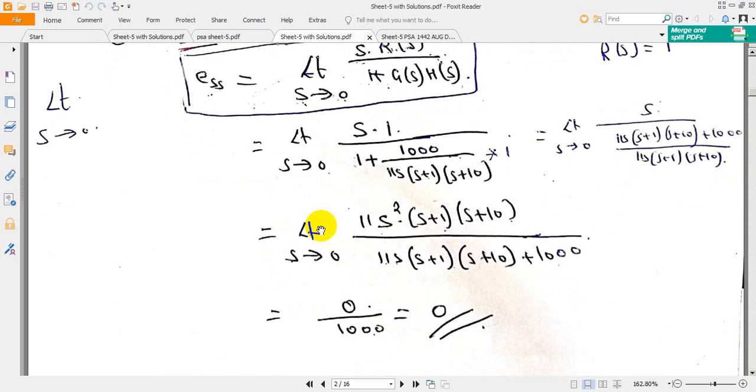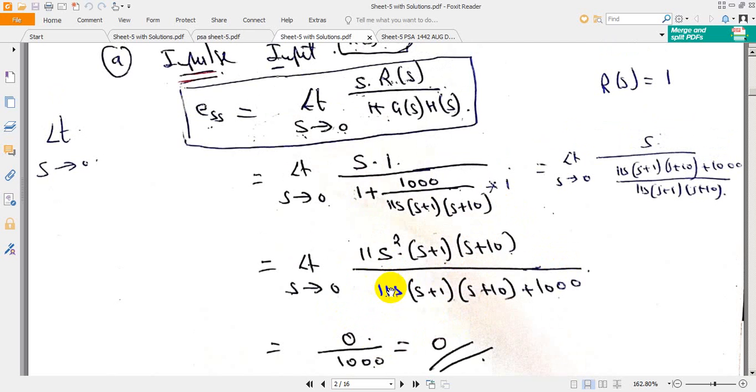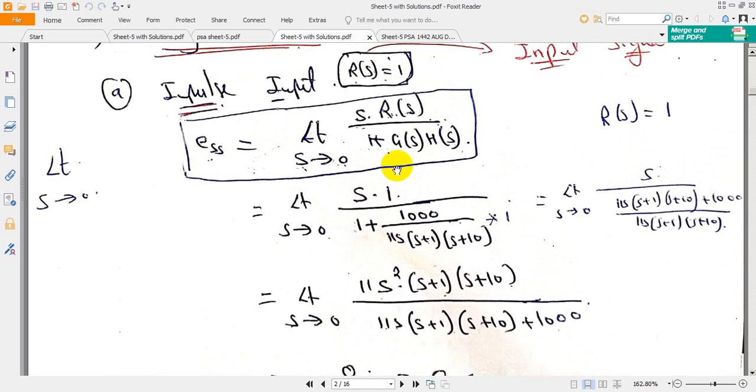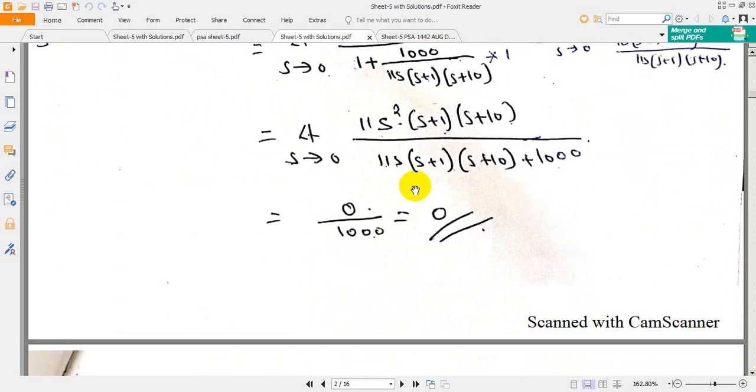Now substitute the limits. After substitution of the limits, you will get 0 divided by 1000. Limits means s is equal to 0. If we substitute 0 here, 0 into anything will become 0. So 0 divided by 0 plus 1000, you will get 0 by 1000 is 0. The steady state error is 0 for the given impulse input.